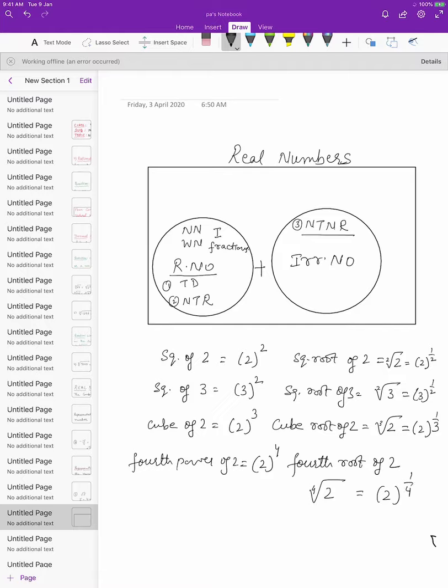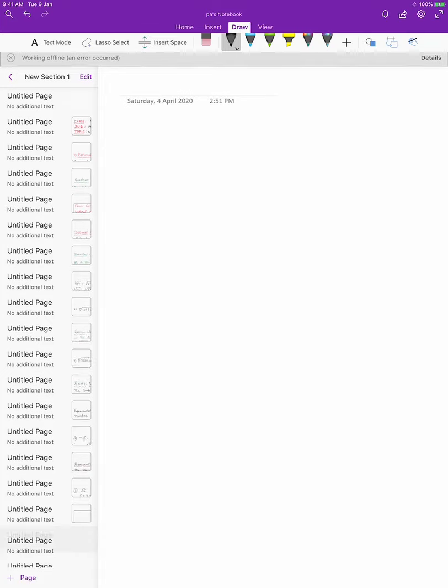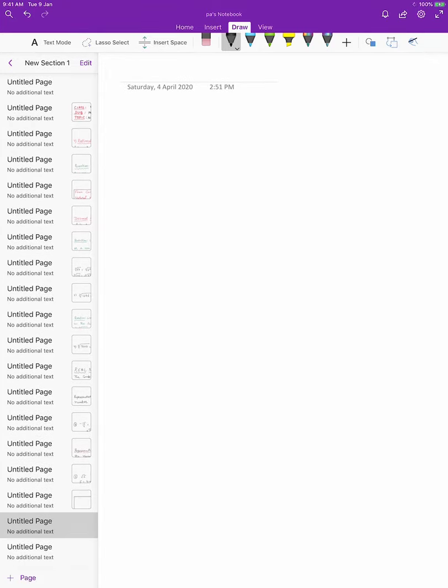So basically, square and square root are inverse processes of each other. Similarly, cube and cube root are inverse of each other. Fourth power and fourth root are inverse of each other. Now suppose you want to find out the square root of a number, say 256. We have to check whether it is an irrational number or not.